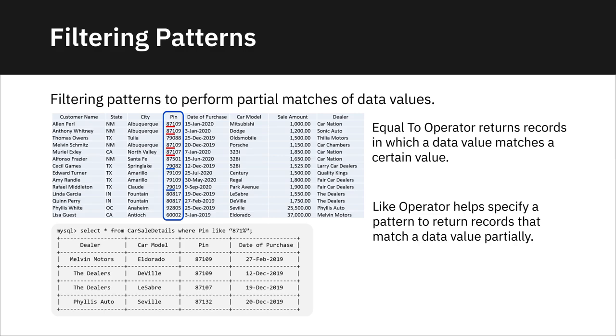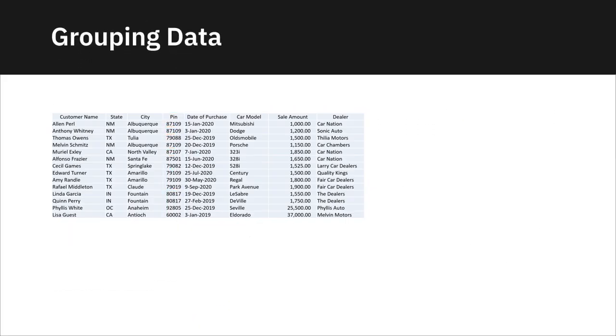In this case, we can use the like operator to specify the pattern we know we are looking for, which in this case is the first 3 digits, and use wildcard characters for the 4th and 5th digits in the PIN code since these will be different for each area, which brings us to another important tool for analysis: grouping data.